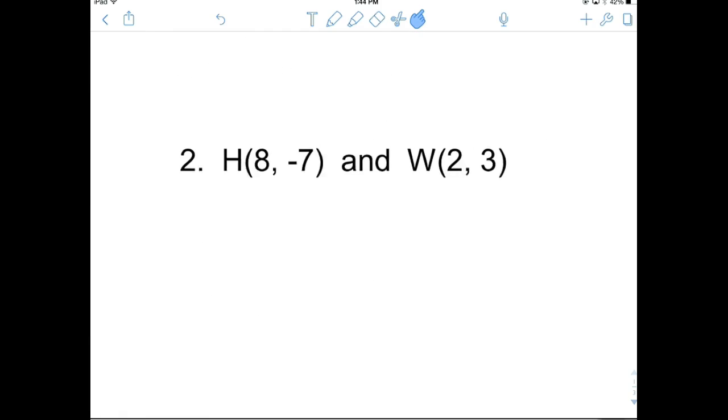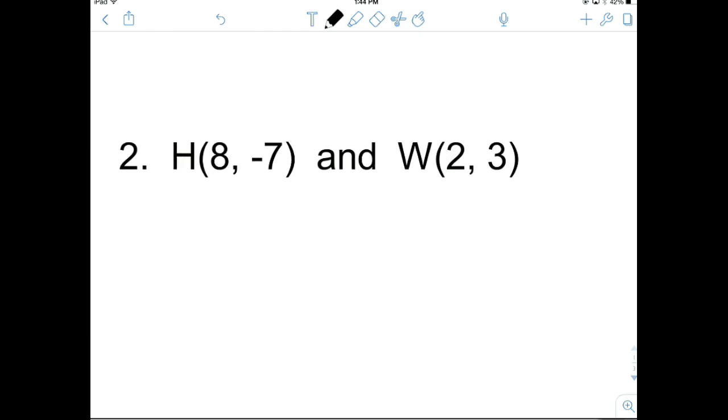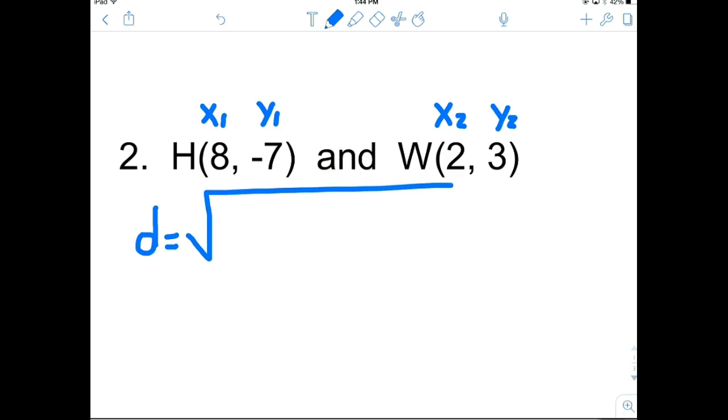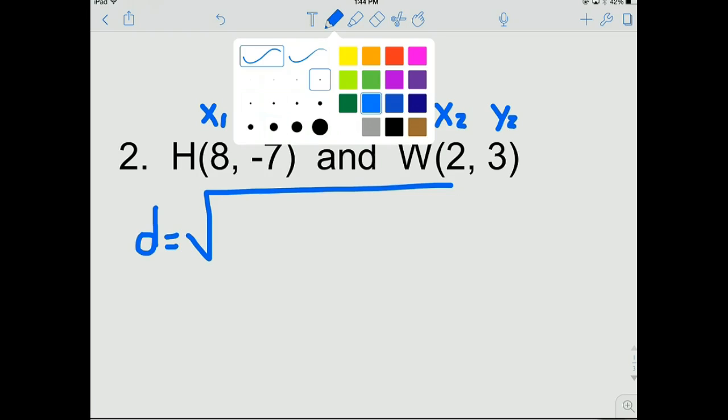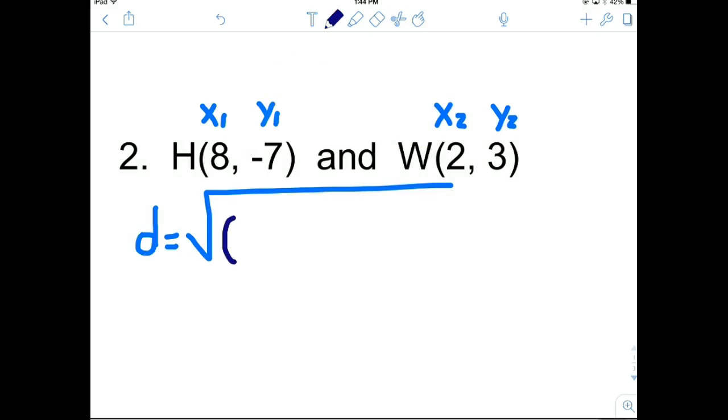We'll go through one more example here, again being very careful that we start by labeling our x's and y's. I'll start with this as x1 and y1, this as x2 and y2. So we've got the distance formula. It is there for you still on your paper. The distance formula equals the square root of, we'll start with our x's, and again it's x2, which is a 2, minus, then go and find x1, which is 8. Close the parentheses, square it.